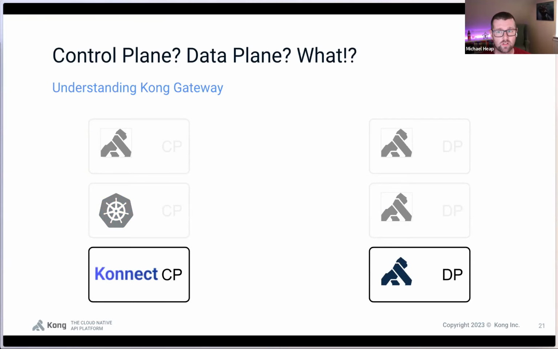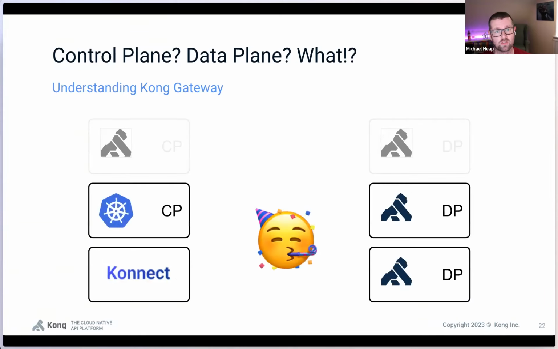You don't have to use KIC if you're running in Kubernetes. You can use Konnect whilst still running your data planes in a Kubernetes cluster. But it is important to note that data planes can only connect to one control plane. So there has to be a single source of truth for configuration. And that means that if you're using KIC, you couldn't use Konnect.